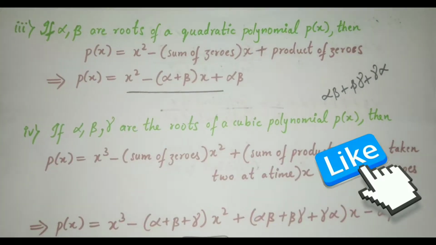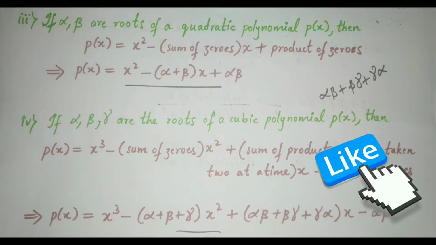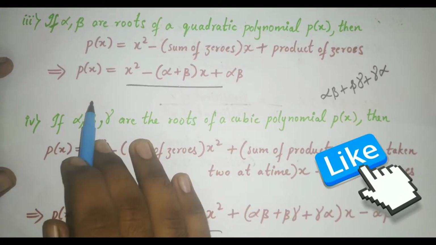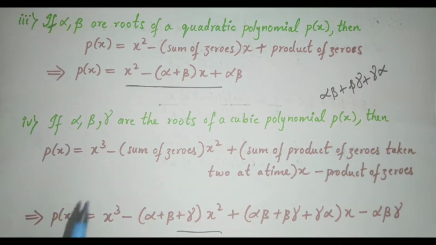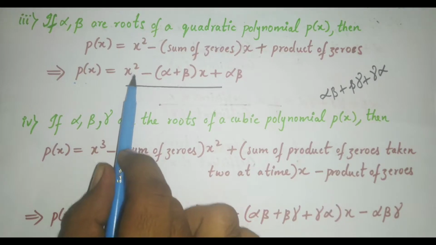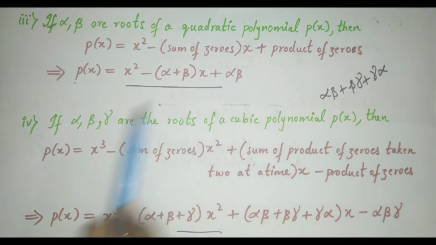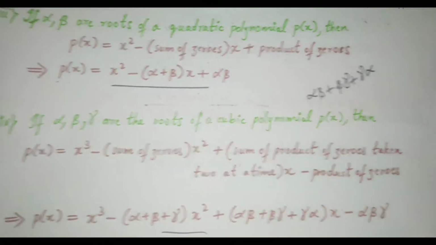We have discussed that formula, how to find the polynomial if the roots are given. Here you can see the formula for a quadratic polynomial. You have to apply this formula: p(x) = x square minus (alpha plus beta) into x plus alpha beta. For the cubic polynomial you have to apply a different formula.